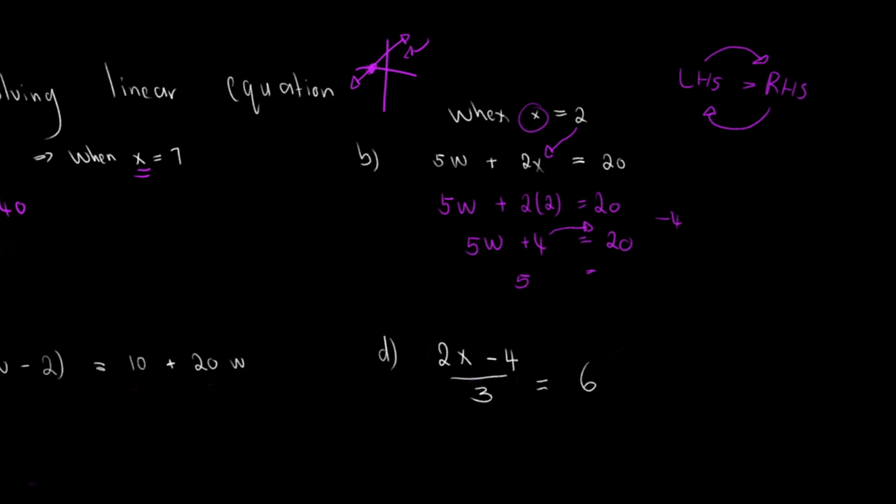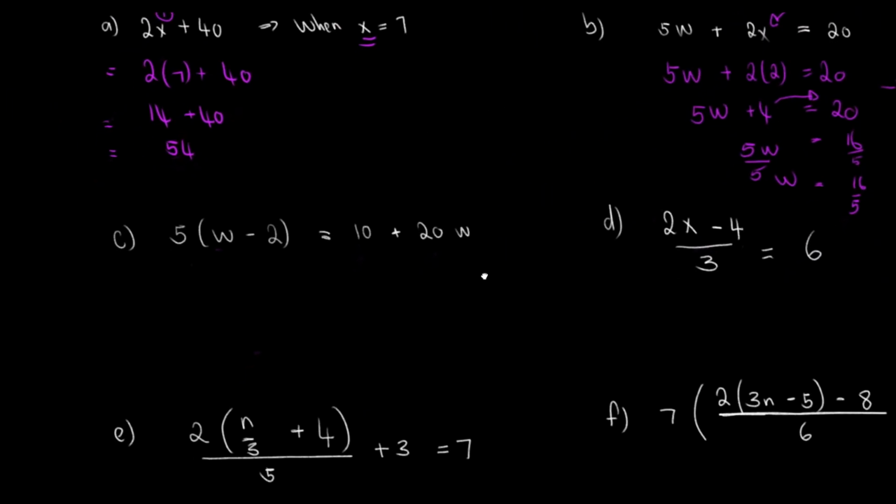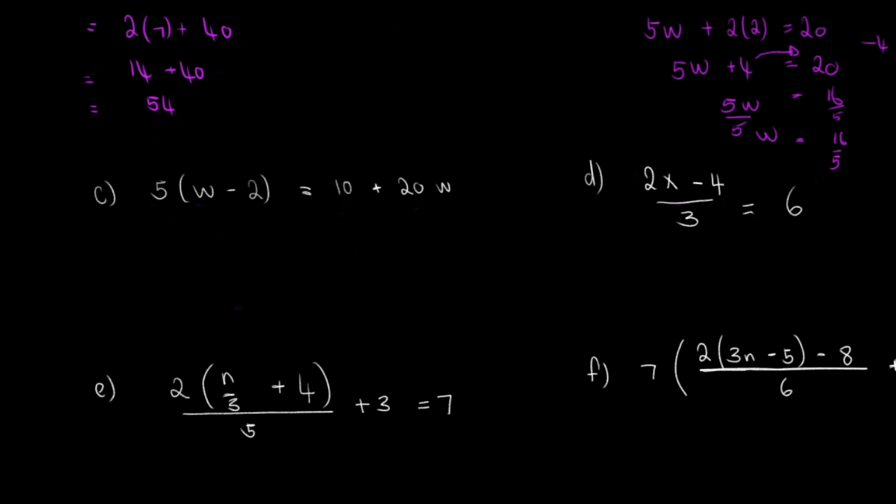So this is going to give me 5w equals 20 minus 4, which is 16. Then I divide by my coefficient. I'm going to leave my answer in fraction form, which is w is equal to 16 over 5. What about the next one?